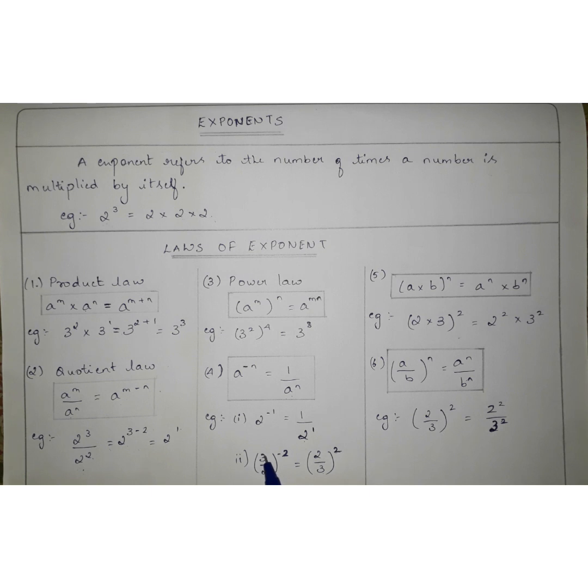We'll see one more example. 3 by 2 to the power minus 2. Here, in order to take this minus sign away from the power, we need to take the reciprocal first and then remove the negative sign. Here, the reciprocal of 3 by 2 is 2 by 3, and the power remains the same, only the negative sign goes away.